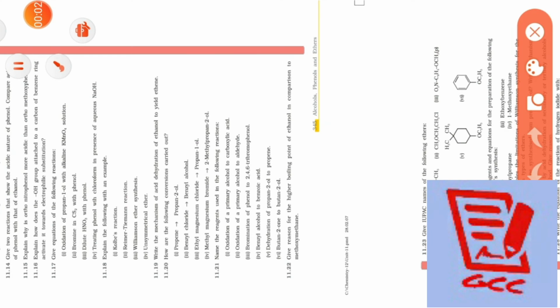Now you see, please, question number 16. Question number 16, what are they asking you? Explain how the OH group attached to the carbon of the benzene ring activates it towards electrophilic substitution reaction. I think it's a very easy question. I hope you all know it very well.